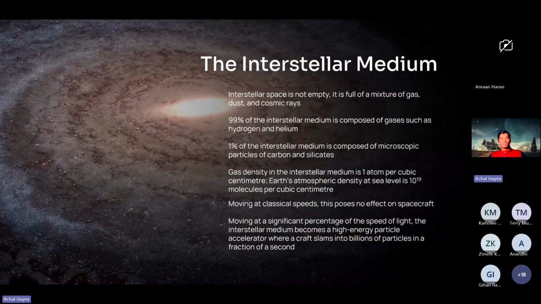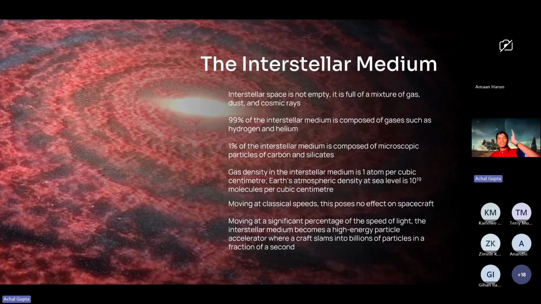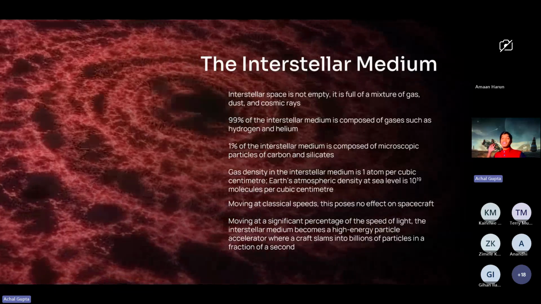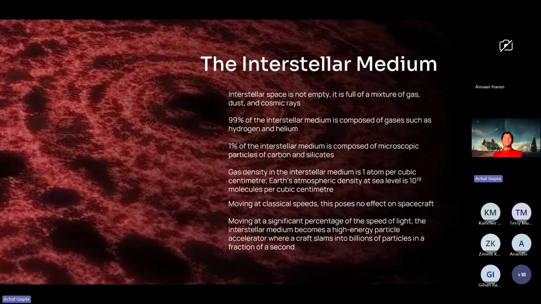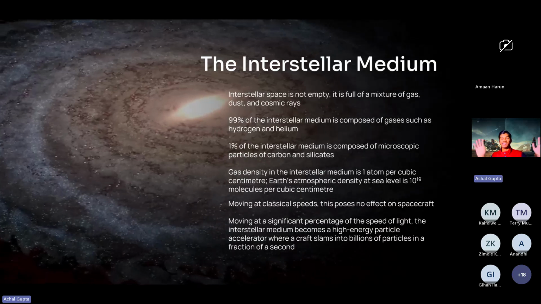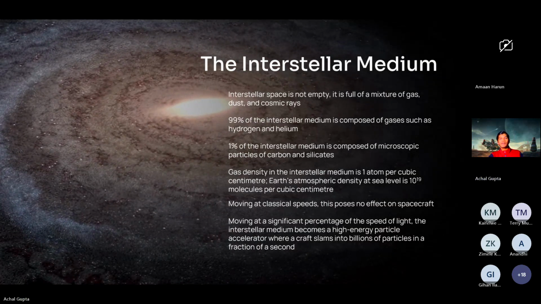So moving at classical speed, so the 17 kilometers per second of Voyager, doesn't make a difference. But if we're moving at a significant fraction of the speed of light, these particles essentially become high energy rays that slam into our craft, and they'll either provide enough ionizing radiation to kill the crew and damage our electronics, or they'll physically start shredding off our craft.